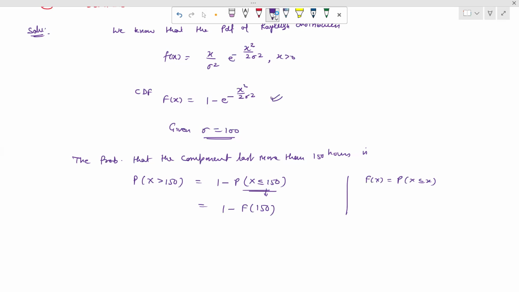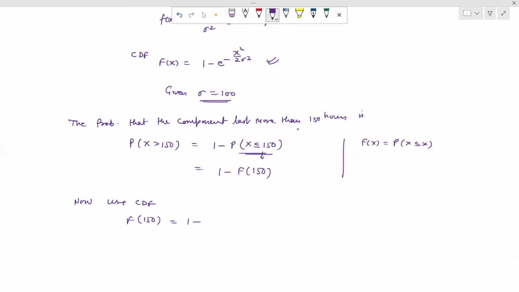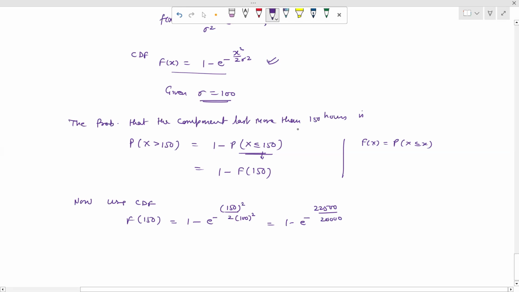So how do we solve the CDF? Now on the basis of the CDF, we will find the solution. Using the CDF, F of 150 is 1 minus e raised to the power minus 150 square upon 2 times sigma square, where sigma is 100. So 1 minus e raised to the power minus 150 square, which is 22500, upon 100 square, which is 10,000, times 2 means 20,000.